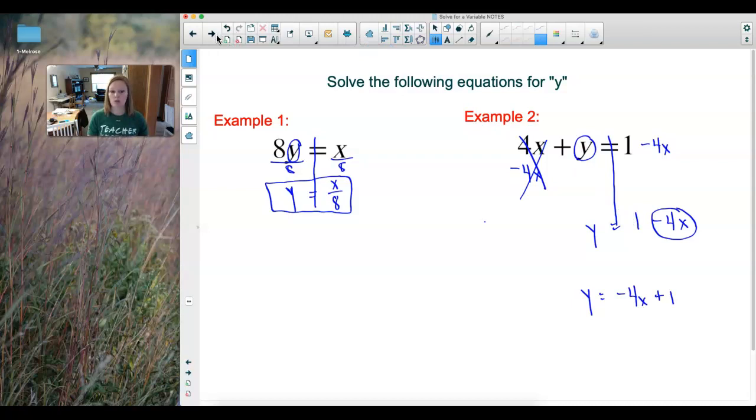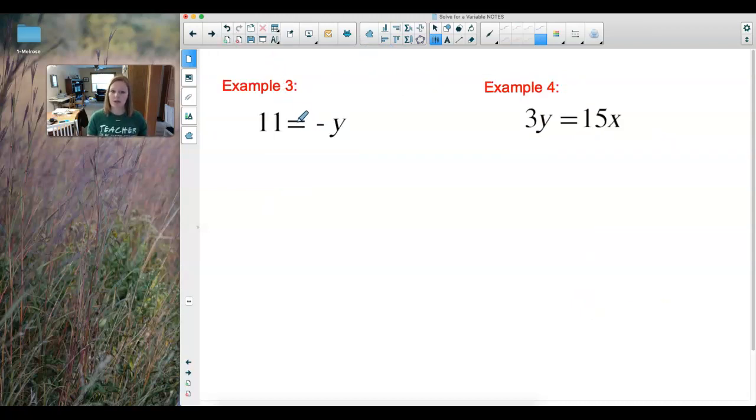Okay, we're going to do two more quick examples. Number 3 looks kind of strange. We want to solve for y, and it kind of looks like y is by itself, but it's not because of this negative sign out here. Now remember, there is a 1 in front of that y even though we don't see it. So to get y by itself, we want to divide by negative 1. So we have y equals 11 divided by negative 1. And 11 divided by negative 1 is negative 11.